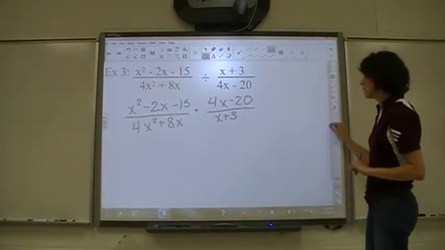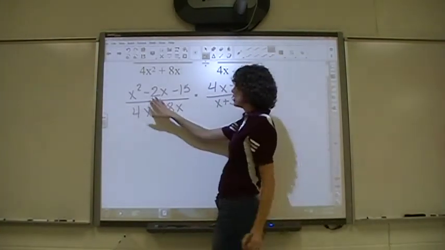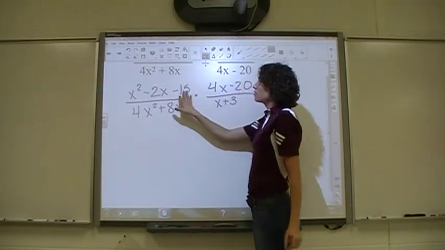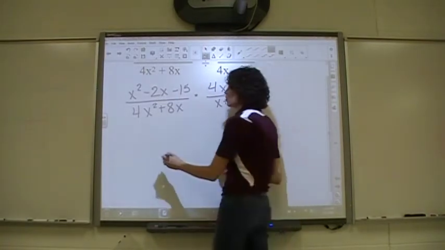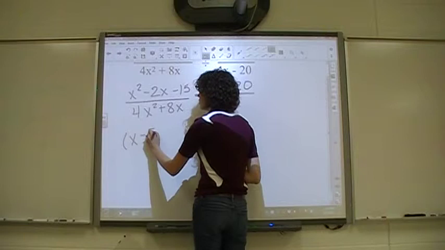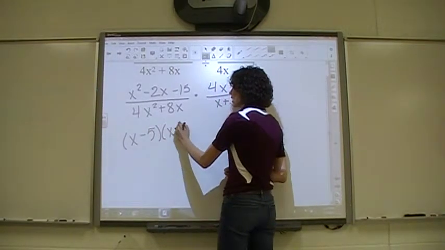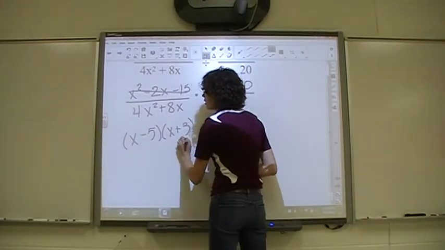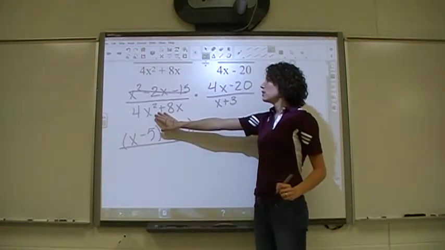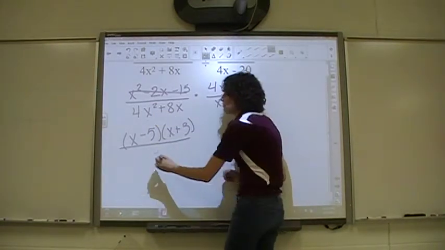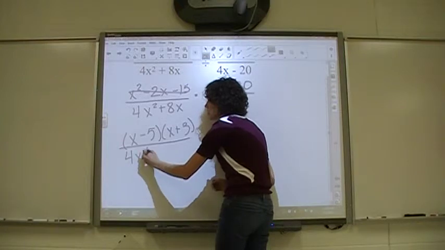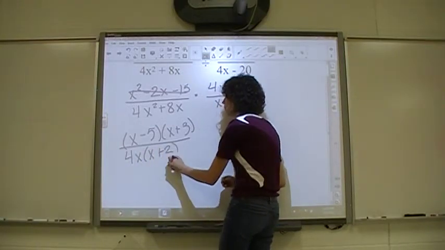Now let's go ahead and start with that top left one. x squared minus 2x minus 15. Factors of negative 15 that add to negative 2 are going to be x minus 5 and x plus 3. So cross that guy out because we're done with him. Then we have 4x squared plus 8x. We can take a 4x out of both of those terms, and we're left with x plus 2.